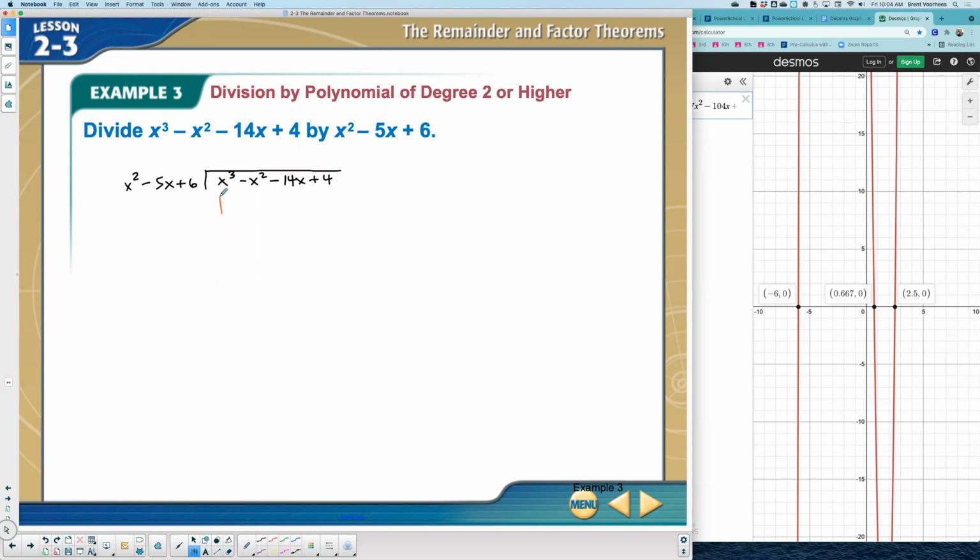What is x cubed divided by x squared? X. So I'm going to multiply this through. What is x squared times x? X cubed. We just said that. What is x times negative 5x?